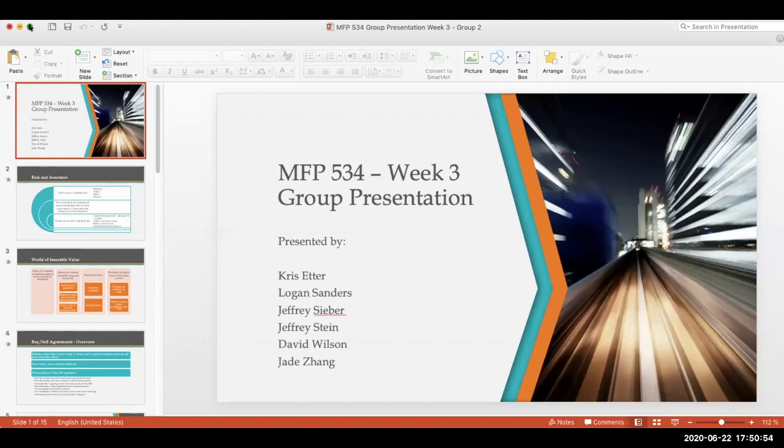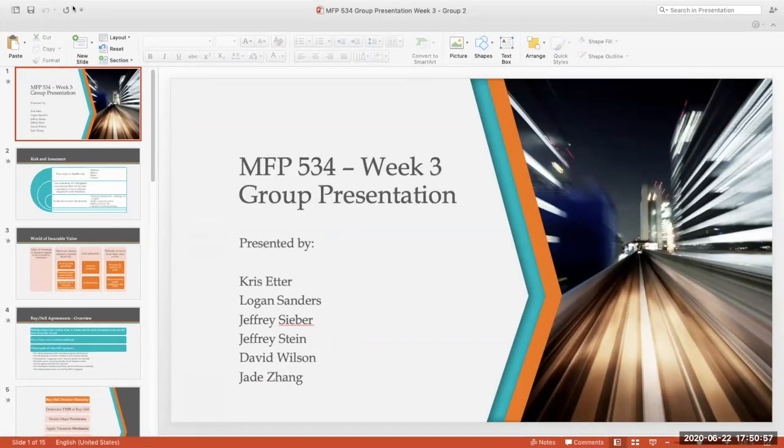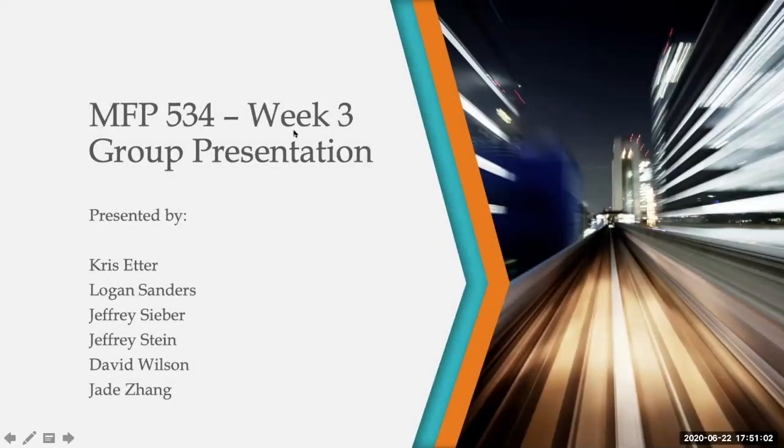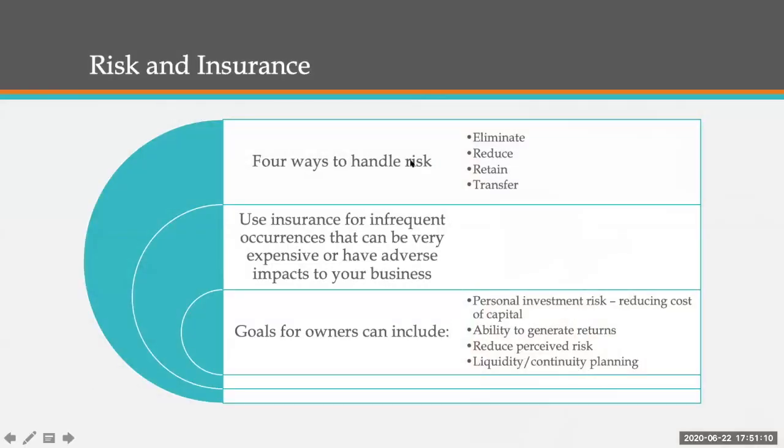Can everyone see this? Yes. Perfect. So welcome to week 3 group presentations. This week we will be going over insurable value. We'll start with a little bit of information on risk and insurance. Essentially, we will all encounter risk in our everyday lives and our businesses. There are 4 ways to handle these risks. You can try to eliminate them, reduce them, retain them, or transfer them.